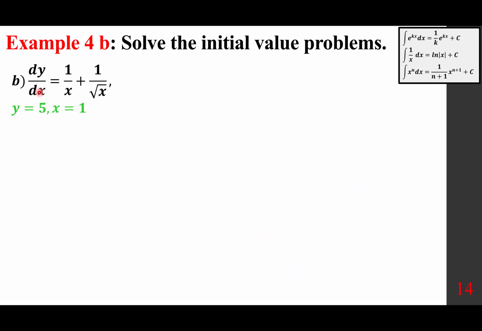Here's another example. dy dx is 1 over x plus 1 over square root of x, where y is 5, x is 1. And again, this represents the pair 1, 5. We're going to completely ignore that first and write dy is the right side times dx.